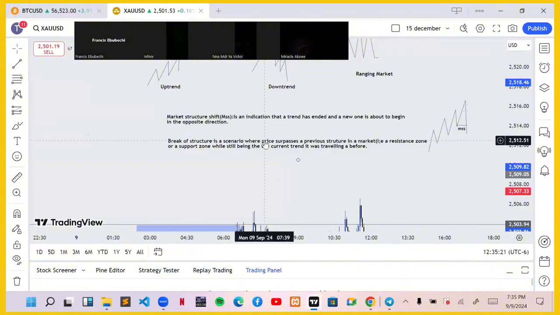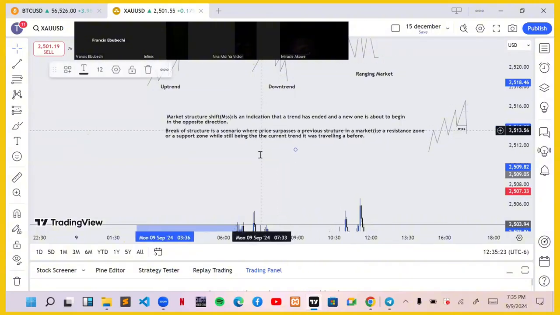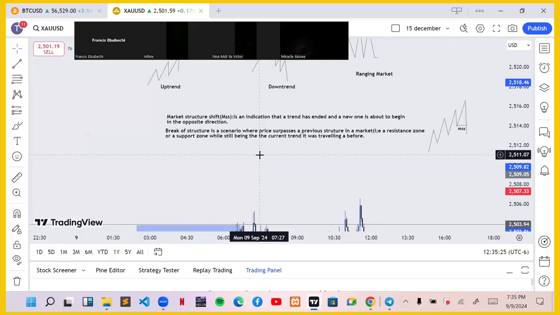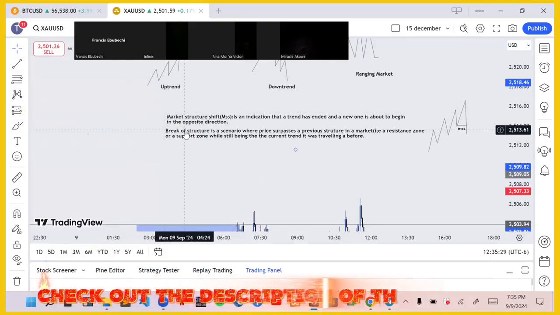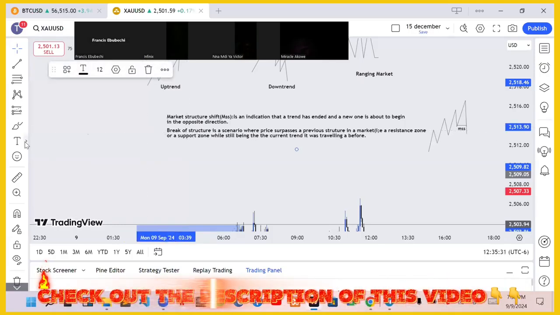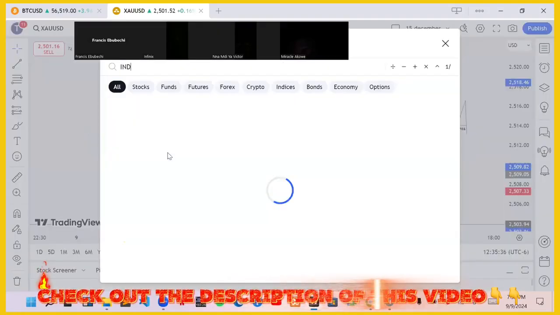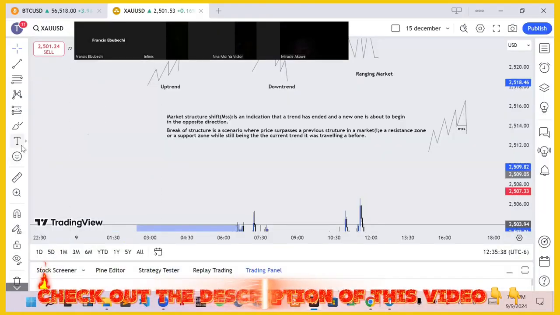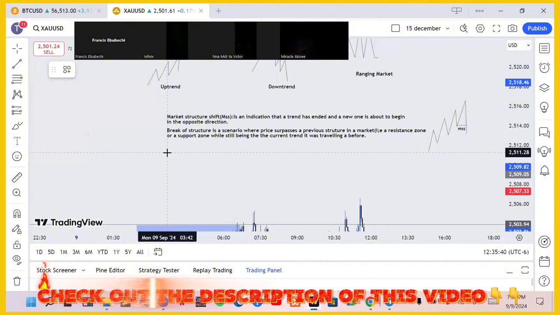So now I want to go into inducement as the liquidity, because what I use as my liquidity in this trade is my inducement. So what's an inducement? Inducement is the first pullback.